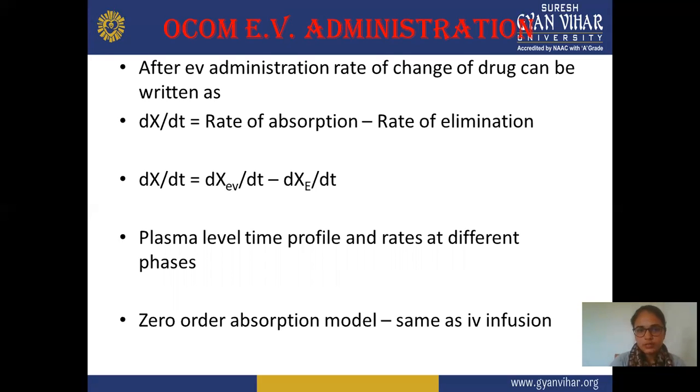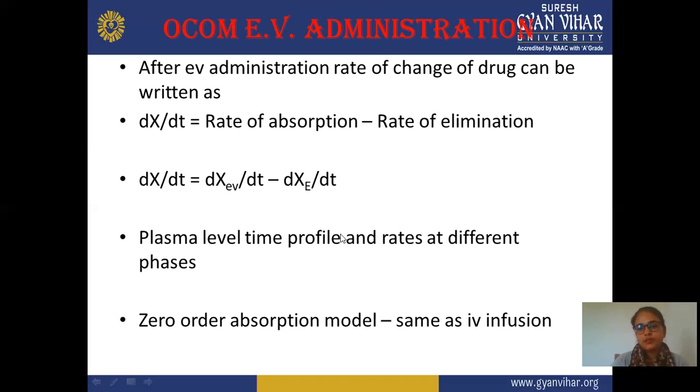And you write this change as an equation in the following way: dX/dt equals rate of absorption minus rate of elimination. With the help of this dX/dt, you can calculate how much drug is available to show the effect on a particular disease, because we subtract how much drug is excreted out of your body from how much is absorbed. This is derived from dX/dt equals dXev/dt minus dXe/dt, that is, rate of absorption minus rate of elimination.